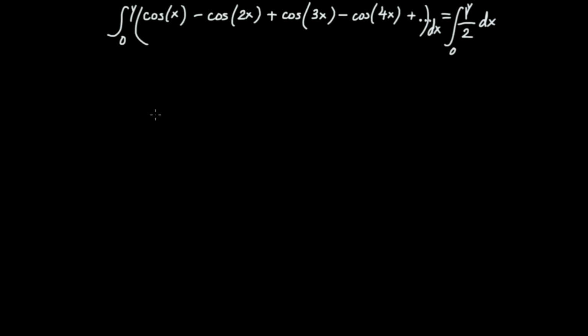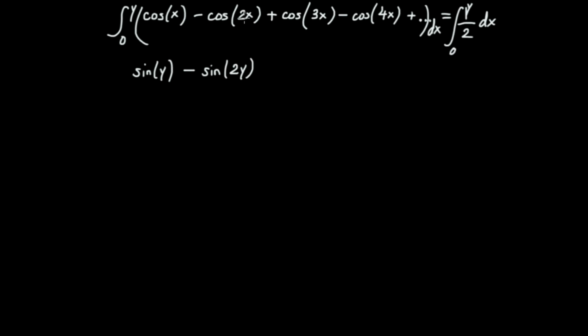And we had before that the antiderivative of cosine is sine. So I'm going to have sine of y minus sine of 0, which is going to give me sine of y. And then I'm going to have negative cosine 2x. And when I integrate that, I'm going to get negative sine of 2y.